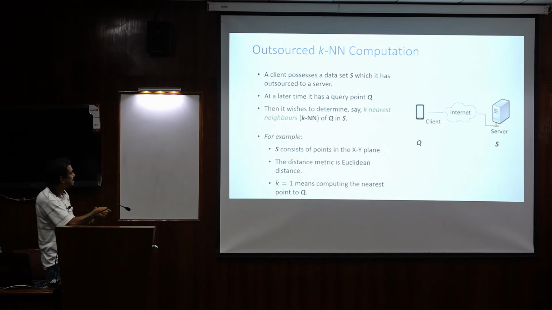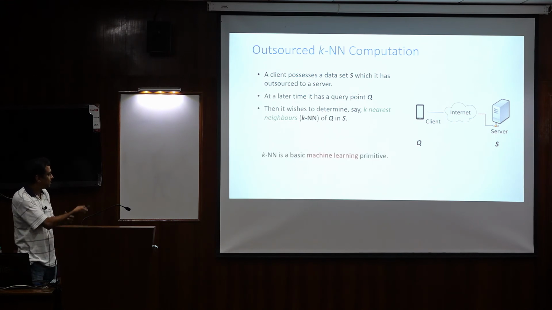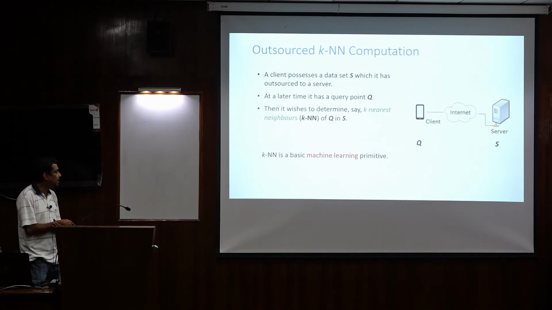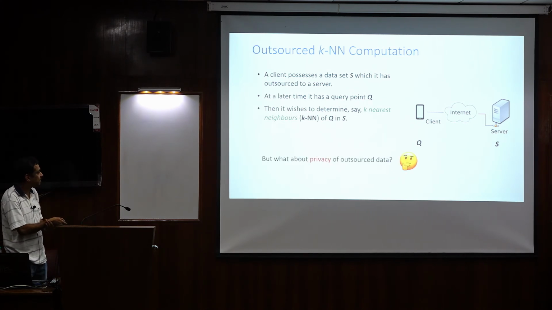For example, here in this case, K is the K nearest neighbors, and K equals 1 basically means if you have a point on the XY plane, the nearest point to that given query point on the XY plane. KNN is, I believe, a fairly basic ML primitive. I'm not an ML expert, but it is fairly popular. And the question is obviously what is the privacy of the outsourced data.